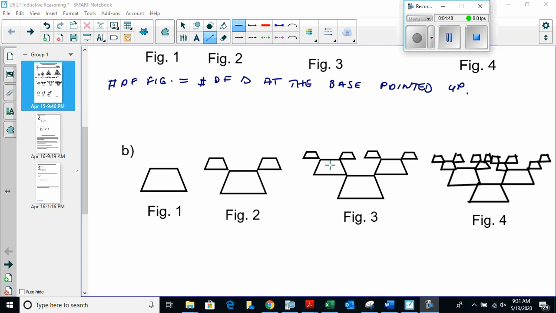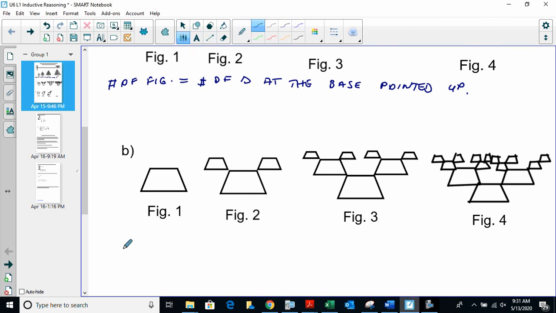So you can draw the conclusion here that the number of trapezoids at the top is double the number of trapezoids in the previous row. So if on the first row we had 1 trapezoid, on figure 2 we have 2, which is double 1. On the third figure, we have 4, which is double the previous one. And on figure 4, we have 1, 2, 3, 4, 5, 6, 7, 8, which is double the number of trapezoids in the previous one.